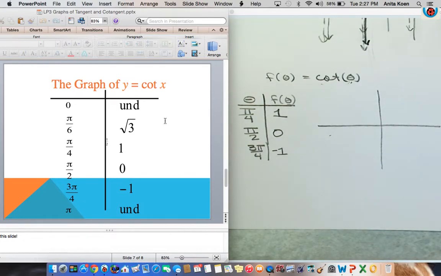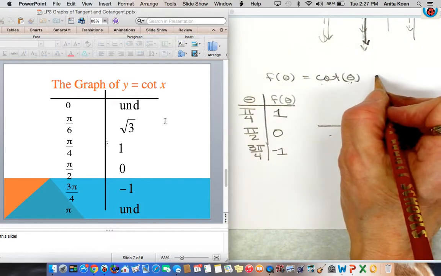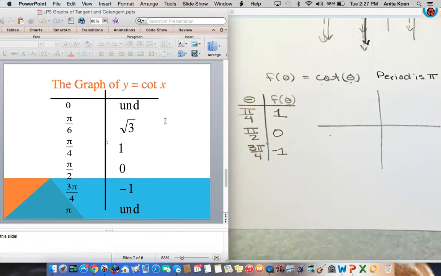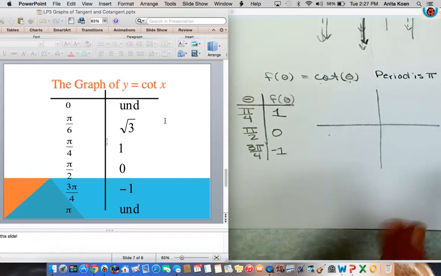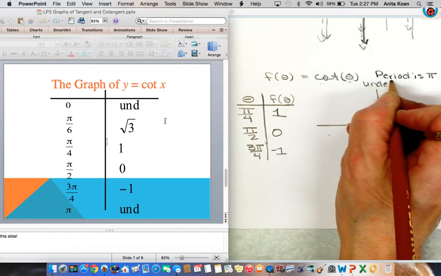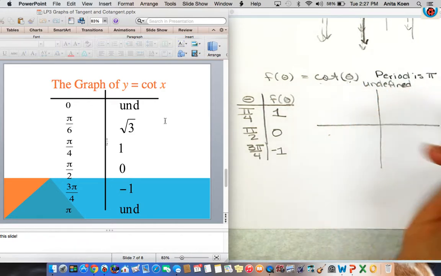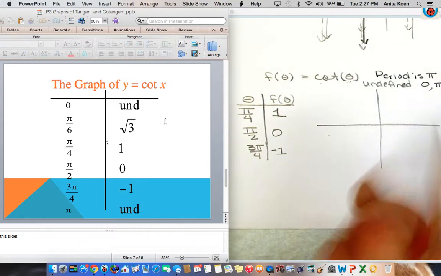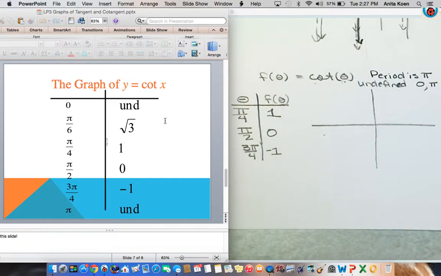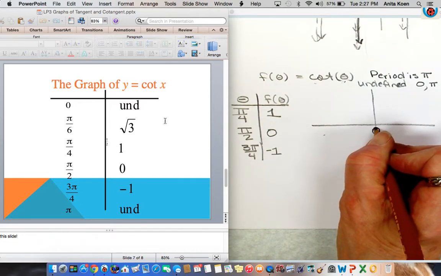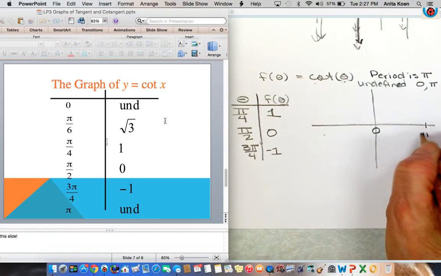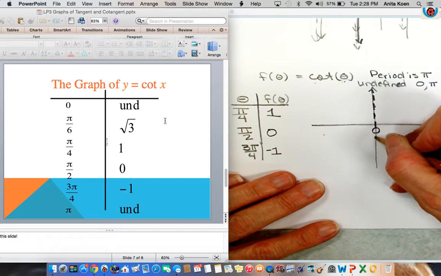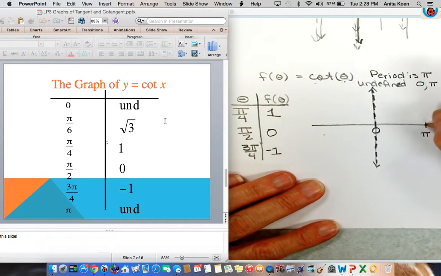Now there are a couple of things that I want you to remember. Again, I want you to remember that the period of the cotangent is pi. I also want you to remember that the cotangent is undefined at 0 and pi. We're undefined at 0 and pi. So at 0 and at pi, I'm going to have asymptotes. These are the places that the cotangent is undefined.